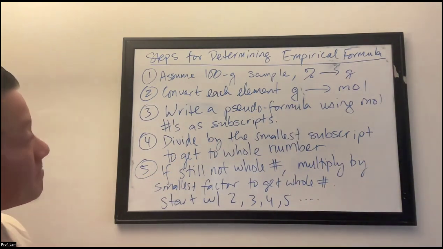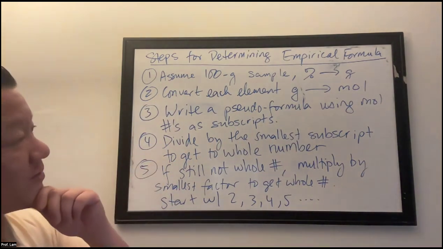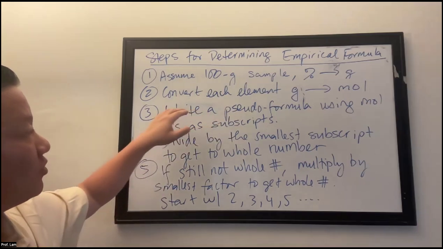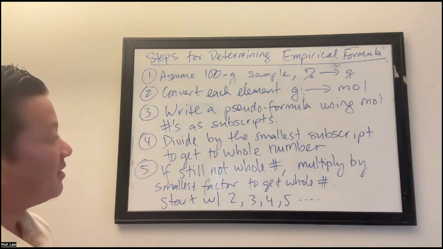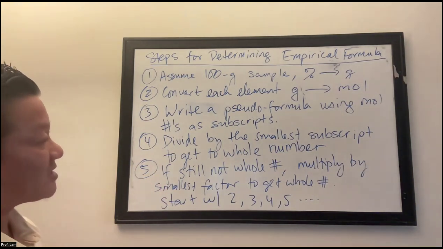lot already, right? Step three, you'll write a pseudo formula using the mole numbers that you calculated in step two as subscripts. And then you've got to divide by the smallest subscript to get the whole number.